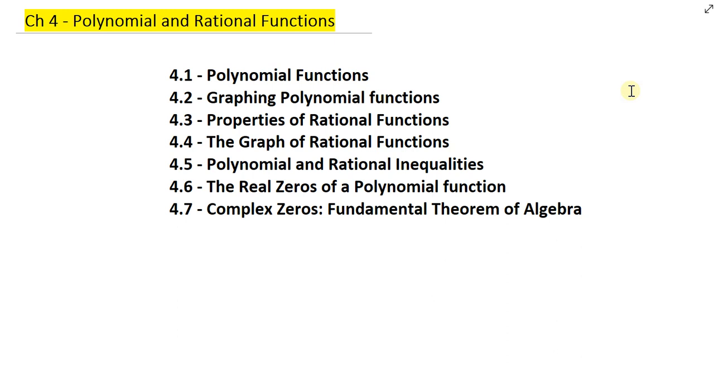Chapter 4 is a very interesting and useful chapter for us folks. We're going to cover a lot of ground in chapter 4. As you can see, there's 7 sections. It's one of the longer chapters in our course. Chapter 4 has its own merits, but also it's a chapter that's used quite a bit throughout your calculus series and beyond, and also in your engineering courses.